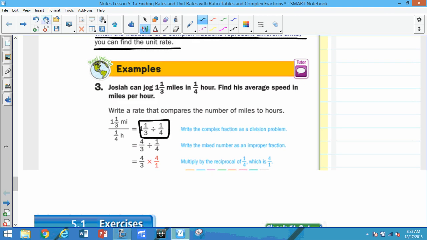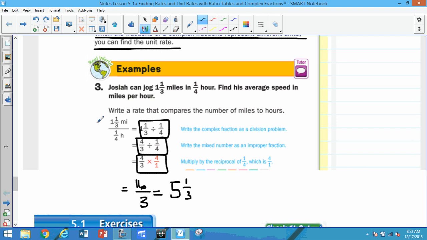has 1 1/3 divided by 1/4. 1 1/3 miles divided by 1/4 hours. Josiah can jog 1 1/3 miles in 1/4 hour. Find his average speed in miles per hour. So that 1 1/3 divided by 1/4 is your division problem. But you need to turn that 1 1/3 into an improper fraction. So 1 1/3 becomes 4/3. And then you're going to divide that by 1/4, which is 4/3 times 4/1. And that would then equal 16/3, because 4 times 4 is 16 and 3 times 1 is 3, which then is 5 1/3 when you simplify.